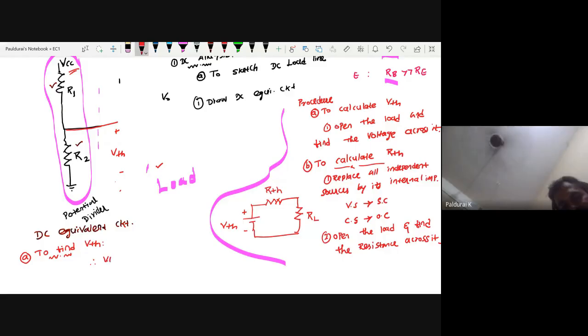Therefore, VTH is equal to the voltage across R2. What's the formula? You know VDR, right? Voltage division rule. You are applying VCC, which is dropped across R1 and R2. So what is the voltage across R2 as per the voltage division rule? How do you want to pronounce voltage division rule?